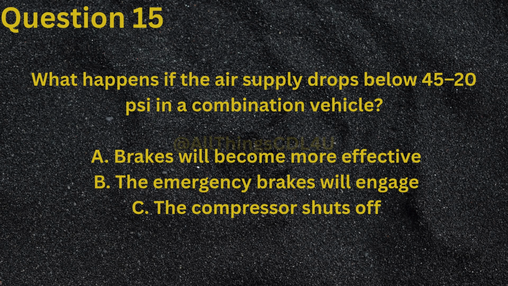What happens if the air supply drops below 45 to 20 psi in a combination vehicle? A. Brakes will become more effective. B. The emergency brakes will engage. C. The compressor shuts off. B. The emergency brakes will engage.